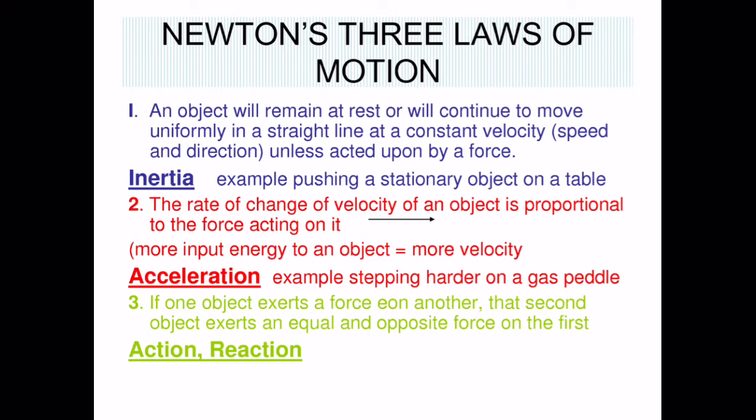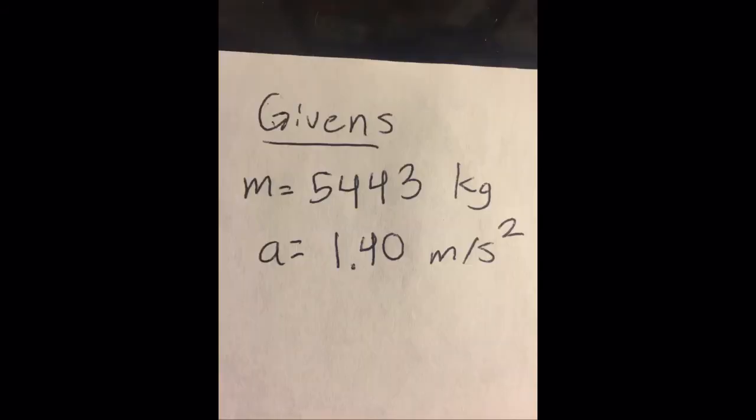The third law exposes a flaw in Star Wars. Because of equal and opposite reaction, Yoda would have had a large force against him while he lifted the X-Wing out of the swamp. To complete our problem, we must first find our givens.